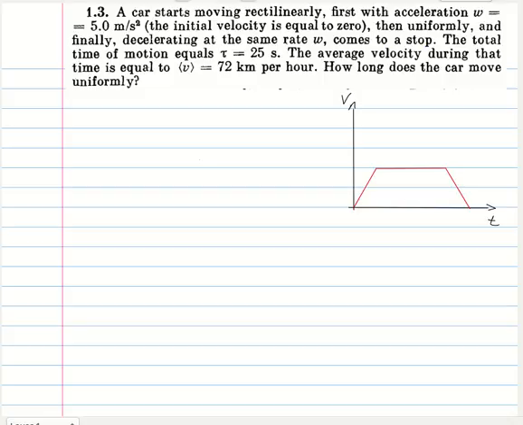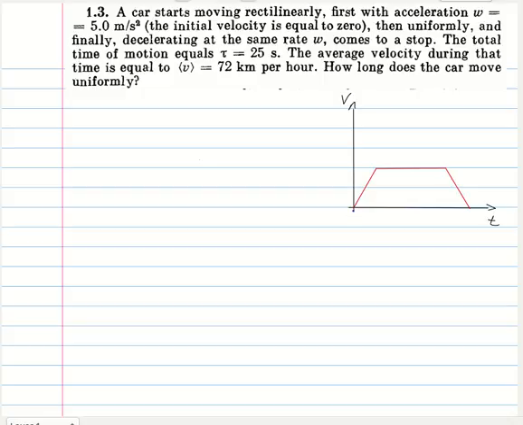The total time of motion equals tau, which is 25 seconds. The average velocity during that time is equal to 72 kilometers per hour. How long does the car move uniformly? So, to help you visualize this problem, I have drawn the velocity versus time graph.